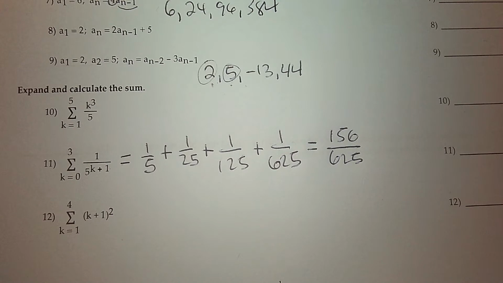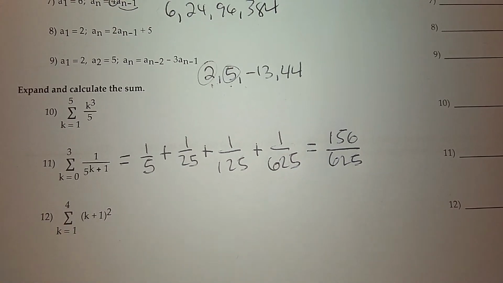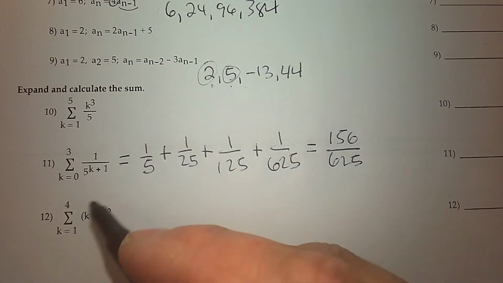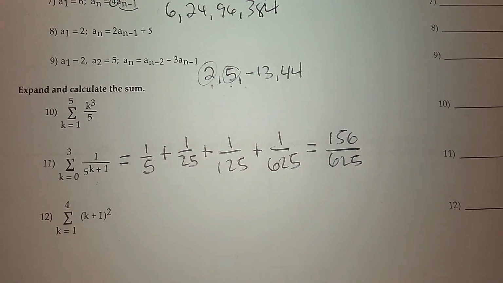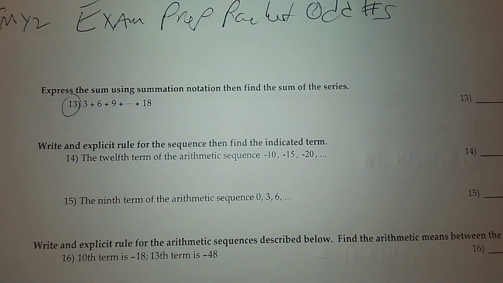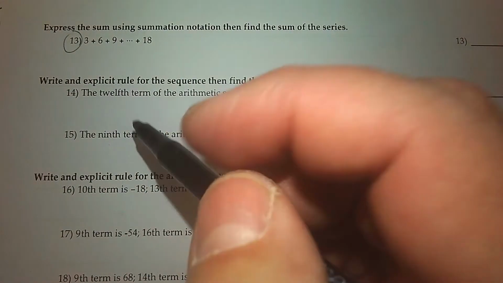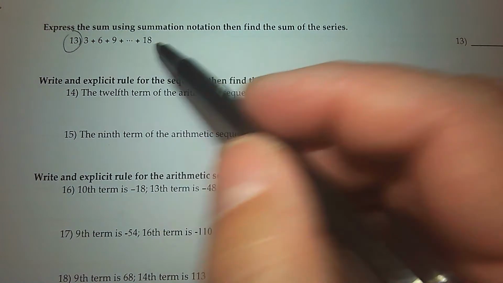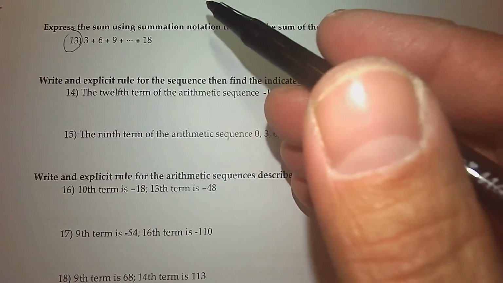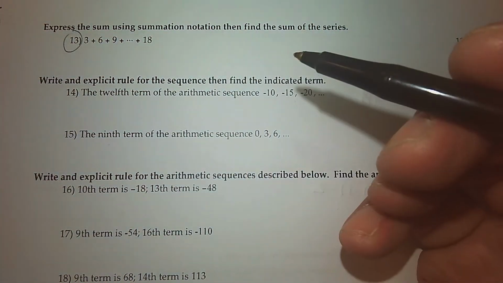Number 13. So here's an example that's not arithmetic and it's not geometric. It's a unique rule that I have to expand and then add. Is number 13 a unique sequence, or is it arithmetic or geometric? 3 plus 6 plus 9 and so on to 18. So why? Because there's a common difference.